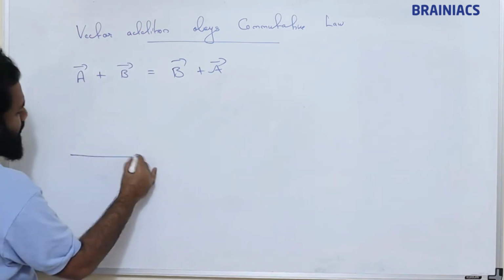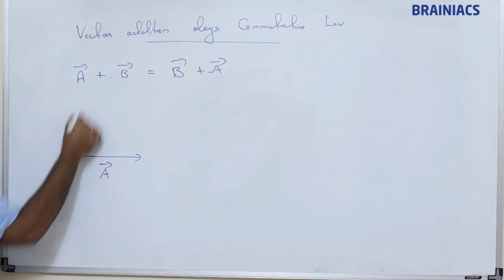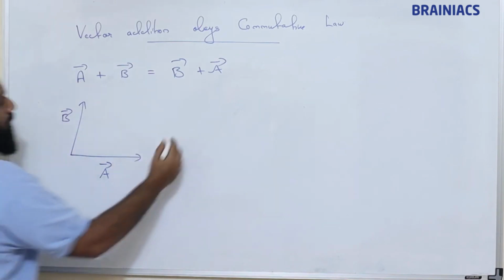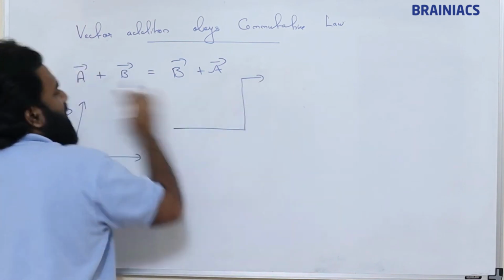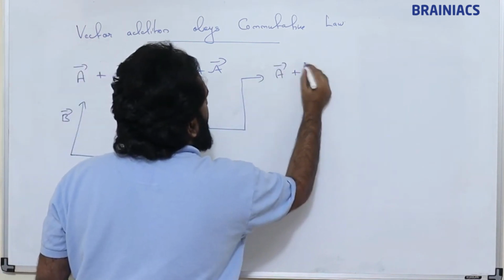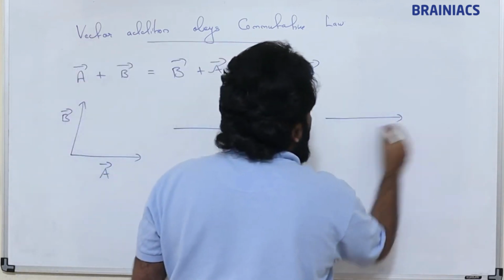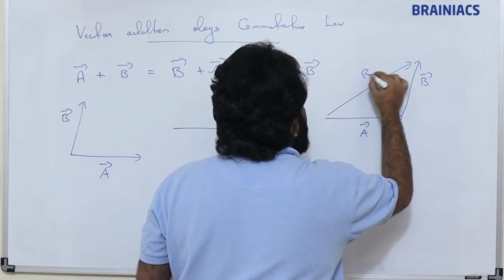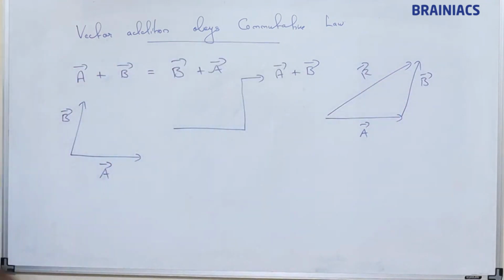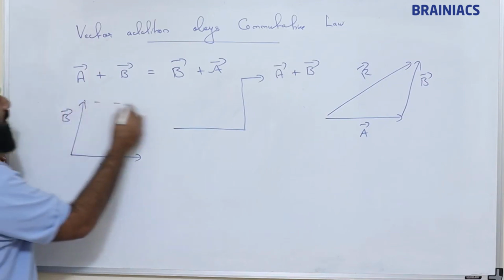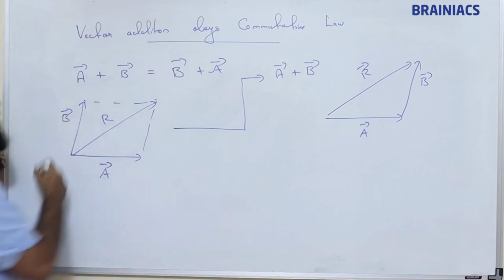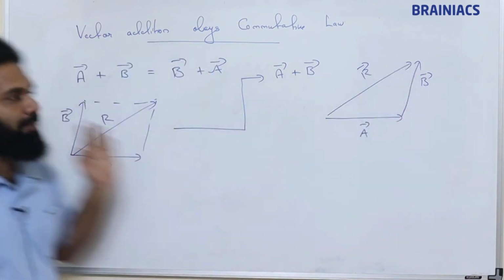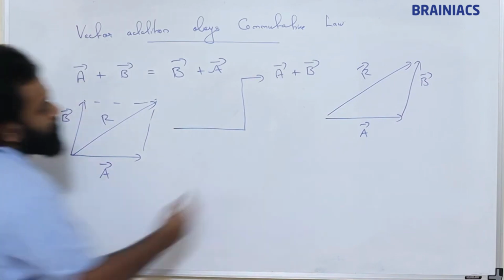Suppose this is vector A and this is vector B. Just for example, if we need to do vector A plus vector B, first we will draw vector A, then here we will draw vector B. So this is the resultant, vector A plus B. If this is vector A and this is vector B, generally we will get the resultant in this direction according to the parallelogram law. Now we have used the triangle law here. So with vector A, vector B, we are getting the resultant here. Now we just need to see vector B plus vector A.